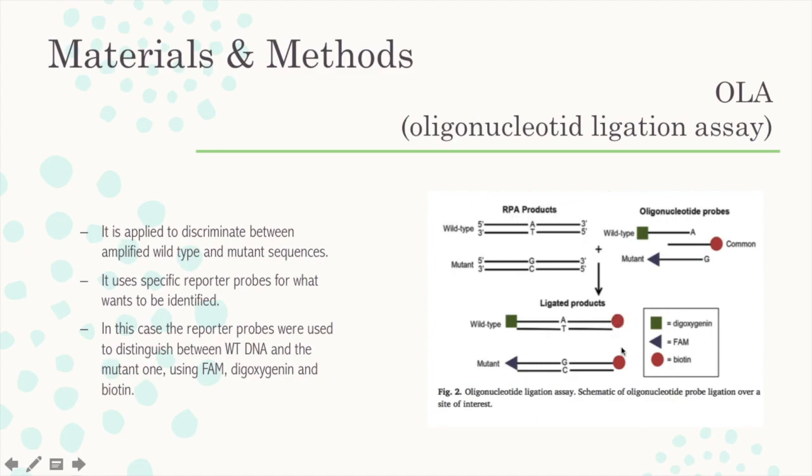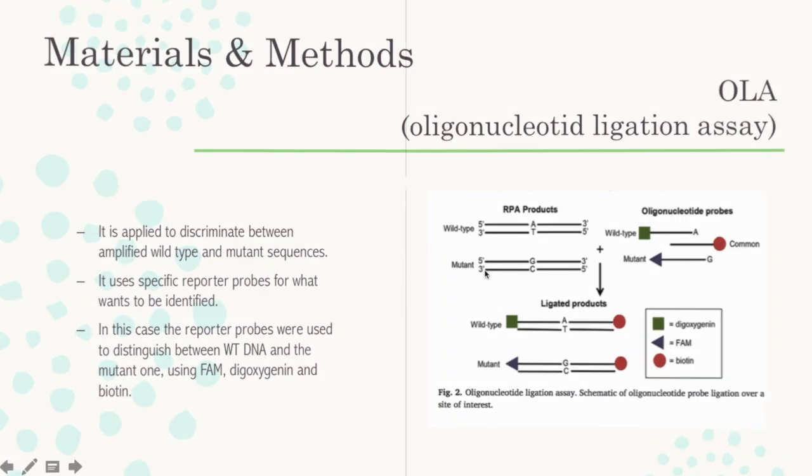So, the biotin will bind to both of the 3' extremes because they are the same in both types of DNA. But at the 5', in the wild type we're going to ligate digoxigenin, and in the mutant type we're going to ligate FAM.